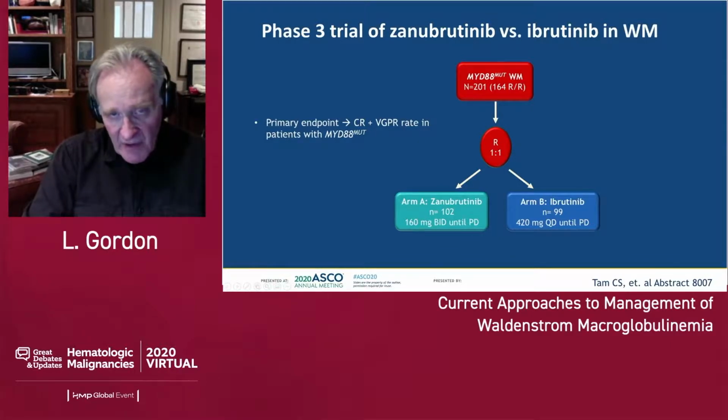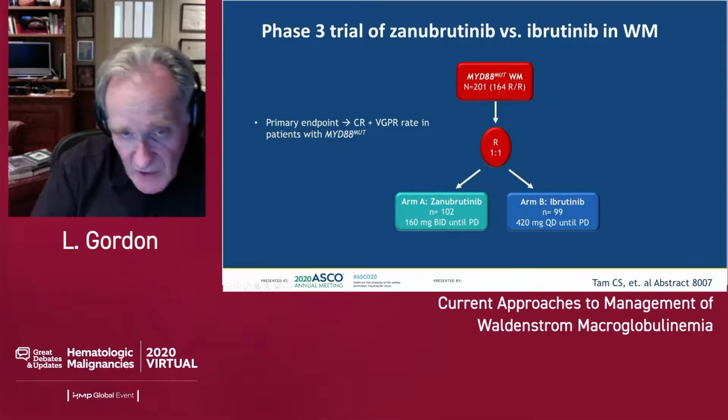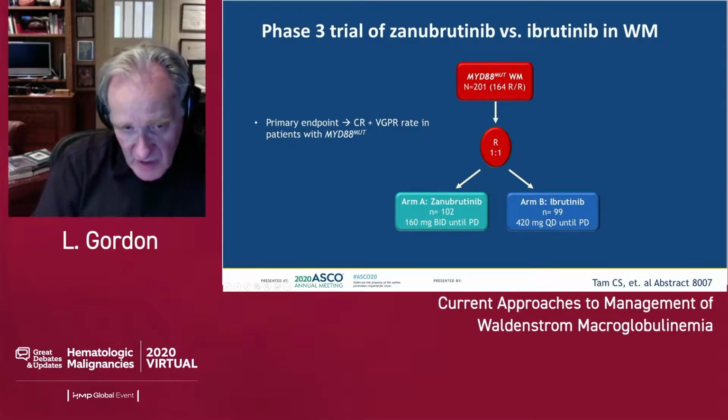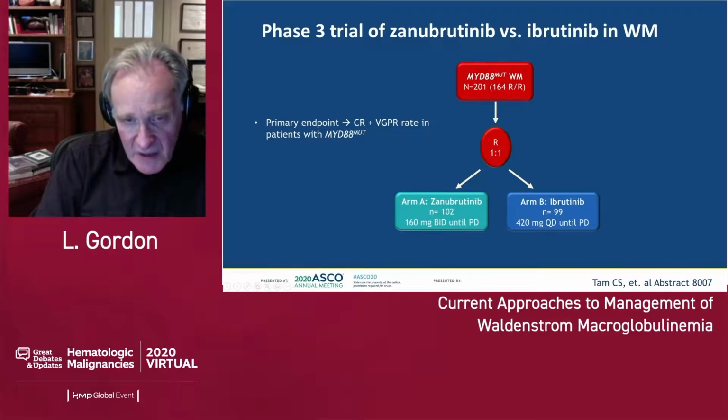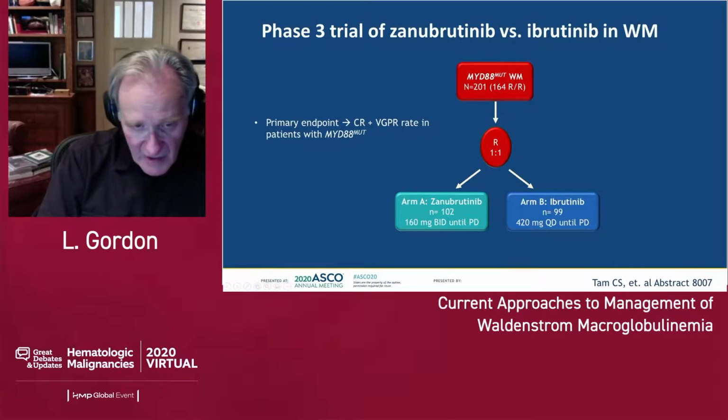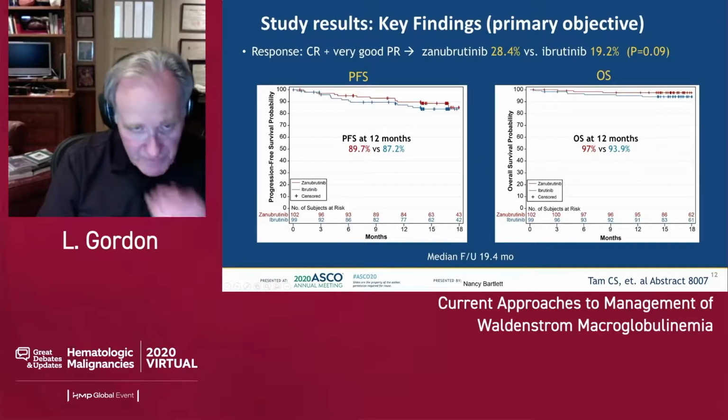They looked at really two cohorts of patients. This was the MYD88 mutated patients. 164 of the 201 were relapsed refractory. They also had a separate cohort, I didn't show that here, of patients with non-mutated Waldenströms who were just treated with zanubrutinib. This study was randomized 1-to-1 ibrutinib and zanubrutinib, 420 milligrams a day and 160 milligrams twice a day, which is the recommended phase 2 dose, both until progressive disease.